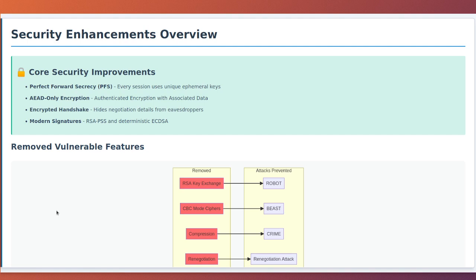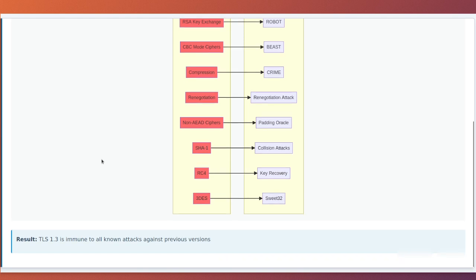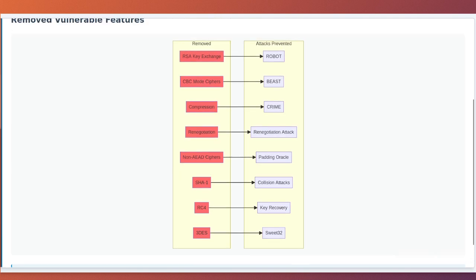The mandatory perfect forward secrecy I mentioned earlier is implemented using only ephemeral Diffie-Hellman key exchanges. This means that every TLS session generates new, temporary keys that are never reused. Even if an attacker records all your encrypted traffic and later compromises your server, they cannot decrypt past sessions. This is particularly important for organizations that handle sensitive data with long-term value, like healthcare records or financial information.